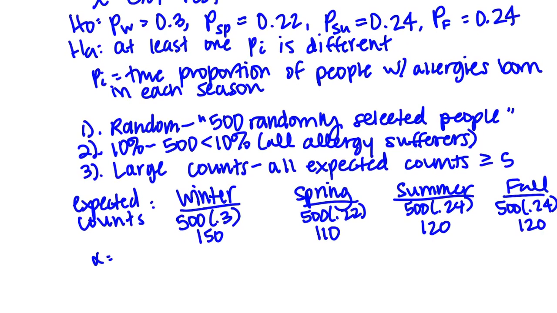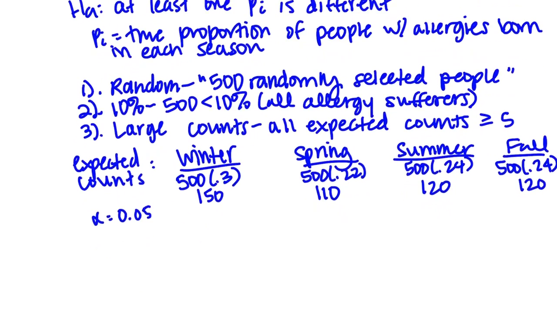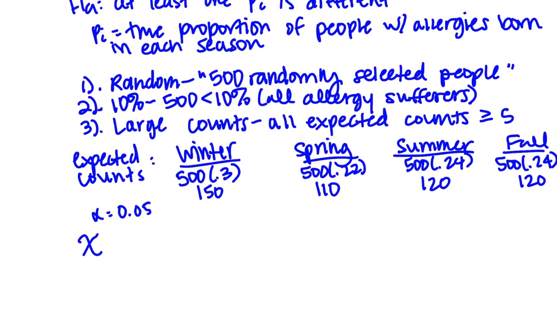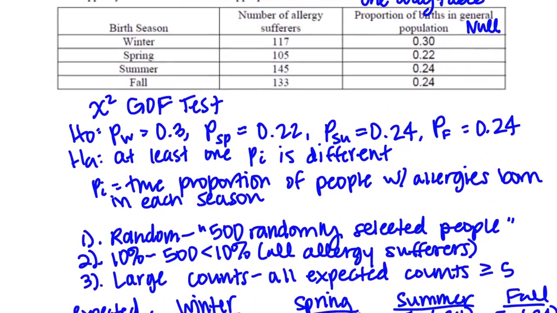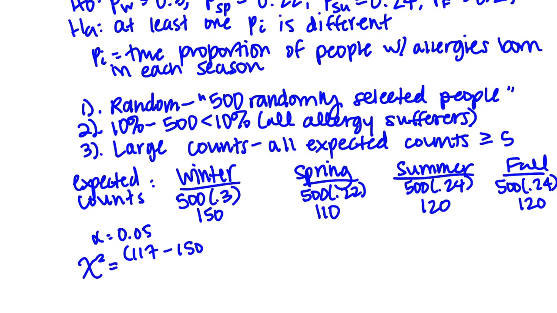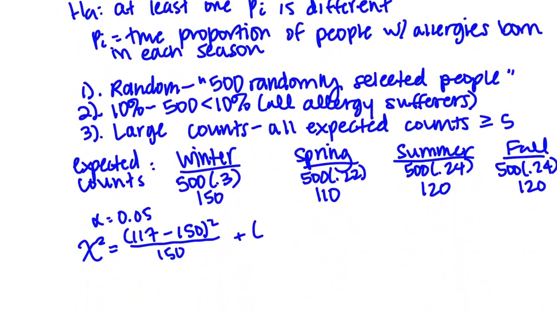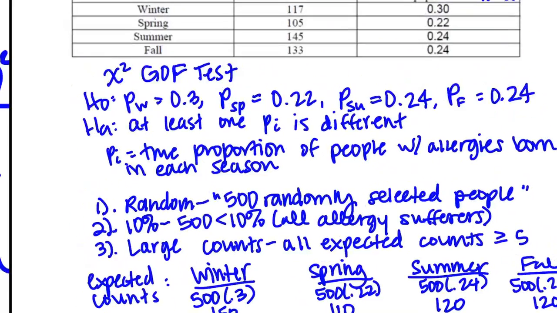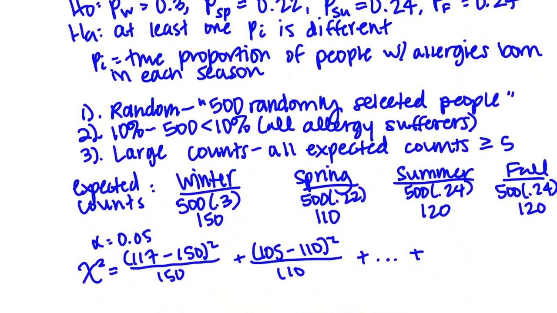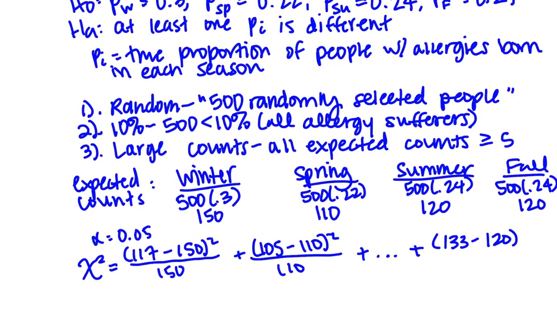Let's write down the alpha so I don't forget. And then we will do our chi-squared. So on this one, we can go ahead and start doing it because we have everything written down. We don't need to wait to do it. So we have 117 minus 150 squared over 150 plus the second one, 105 minus 110 squared over 110. And then I can skip the third one or do it if you want to do it, but I just don't like to do extra stuff. 133 minus 120 squared over 120. So that's just me getting my work set up.